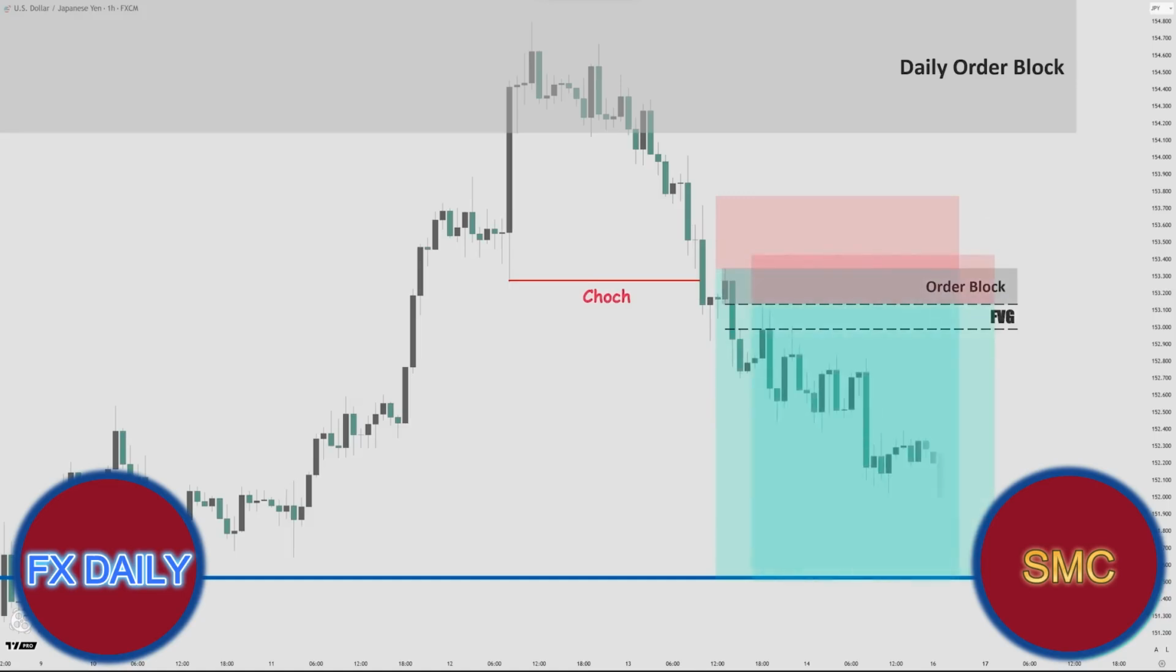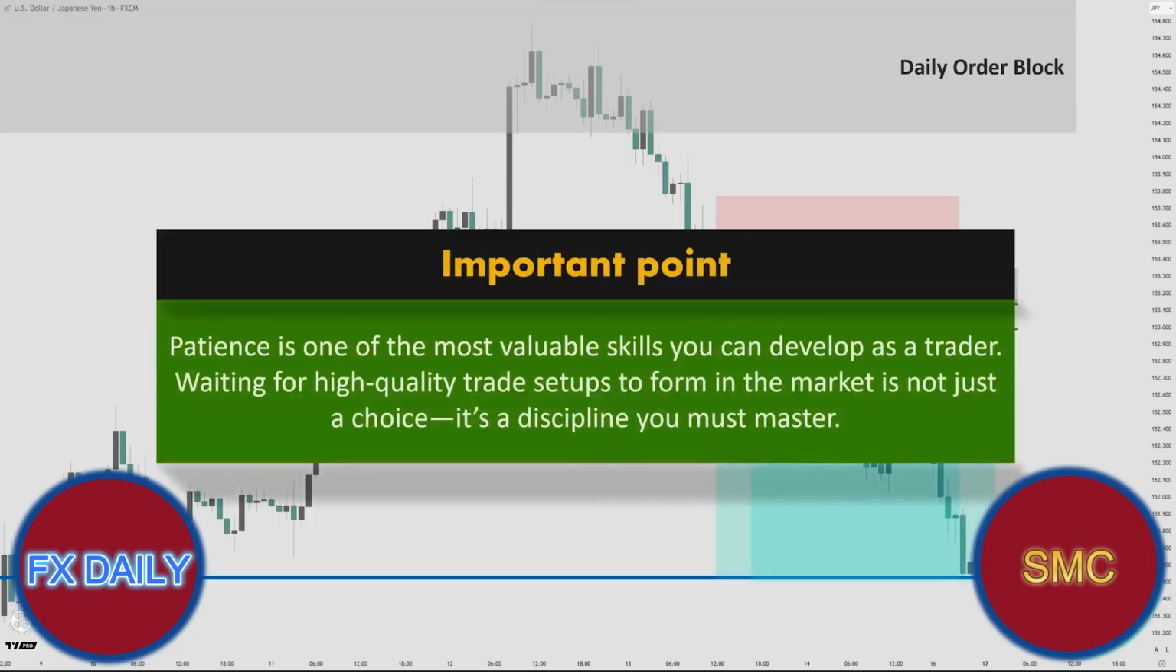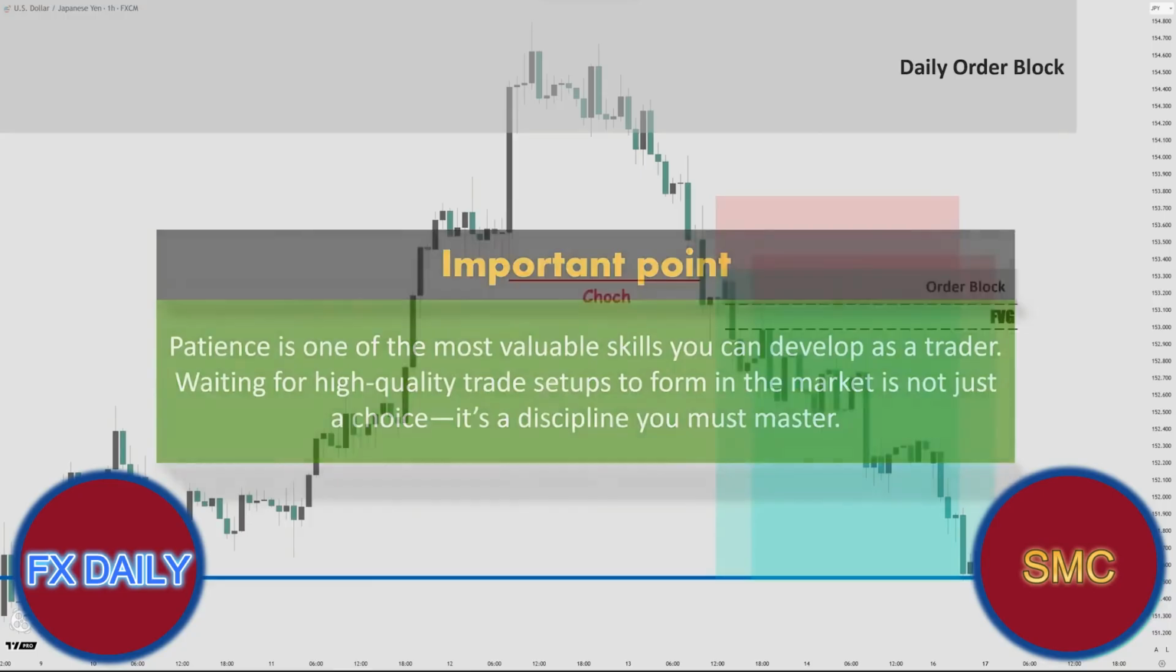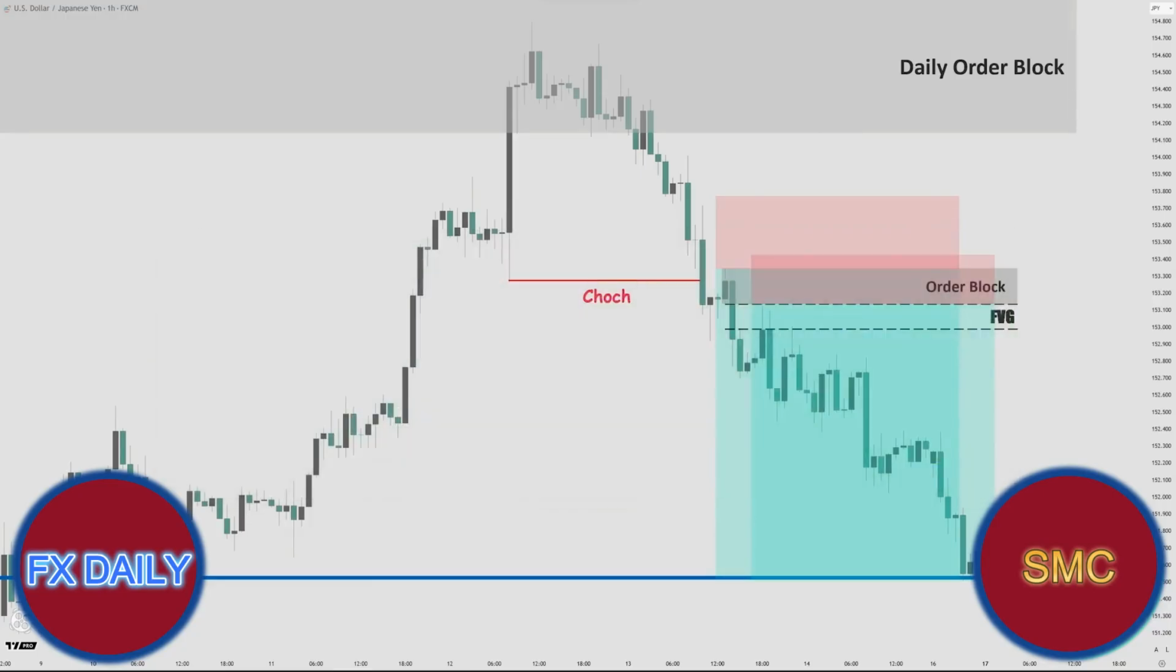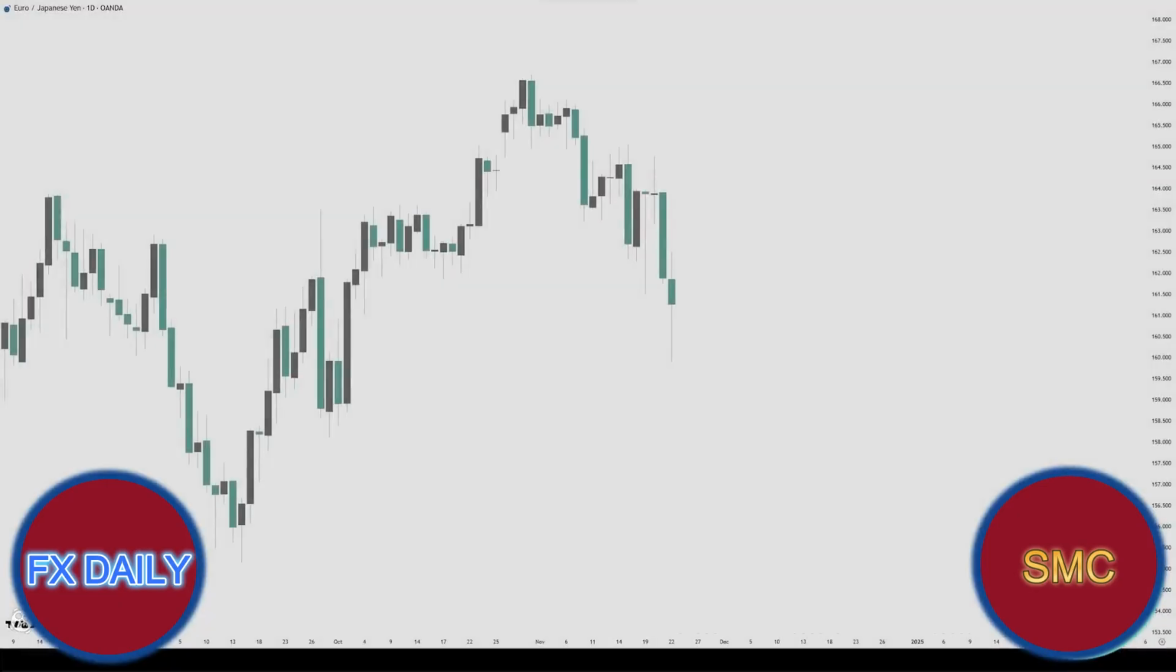In the end, you can take advantage of the dominant market trend by following risk management and having a clear strategy. Here we have a very important point. Patience is one of the most important skills you can use as a trader. Waiting for sufficient trading signals to form in the market is not an option. This is a discipline that we must master. A lot of traders, especially beginners, get into wrong positions due to rash behavior because they feel that they should always be active in the market. But in fact, being a successful trader depends on the quality of the trades, not the number of them.